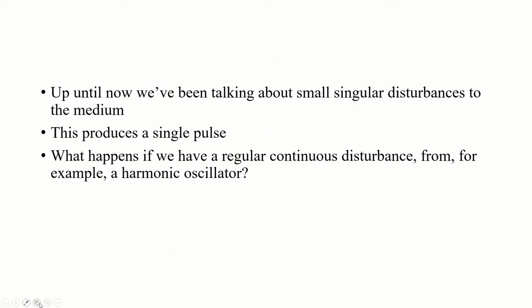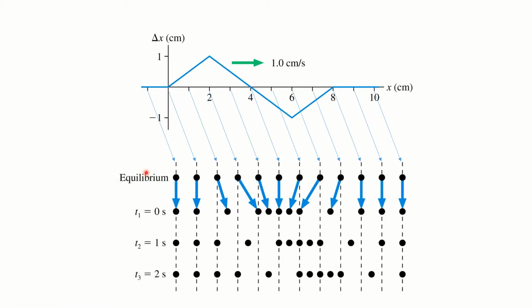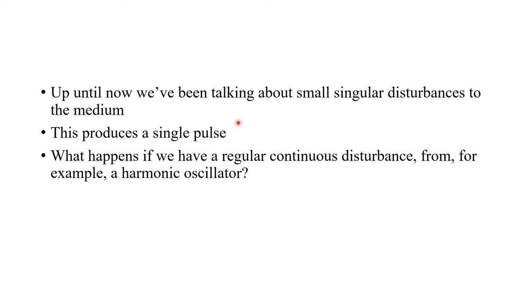Up until now, we've been describing essentially single pulses, right? We give it a little flick, and that disturbance travels to the right. But just like we did for simple harmonic motion, where we started thinking about oscillators and then looked at a specific type, the harmonic oscillator, what we're going to do now is, rather than describing these arbitrary single pulses, look at what happens if we have a continuous regular disturbance.